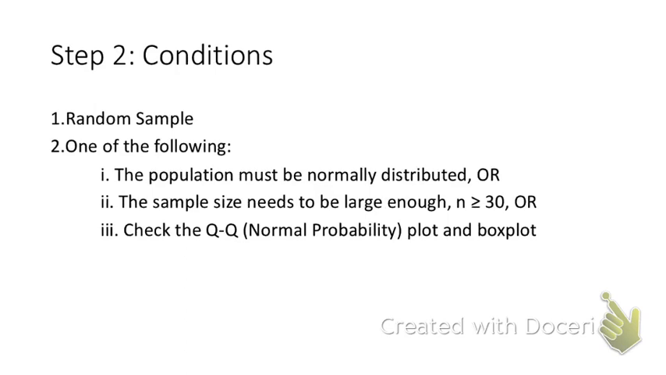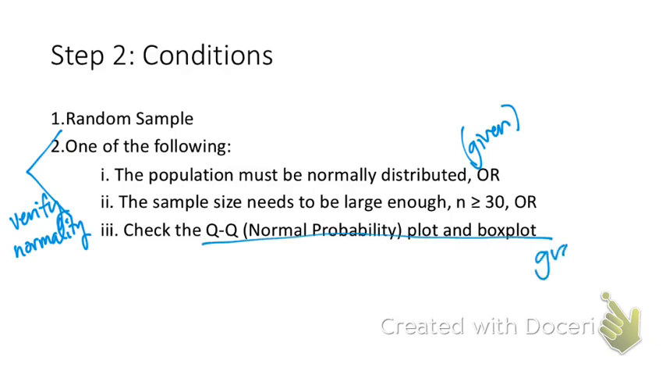So, for conditions, random sample, and then we're checking one of the following. The second condition is basically verifying that it's normal. Verify normality. And it could be because the population is normal, like it's given. Y'all kind of remember this from last unit a little. Or sample size is greater than 30, or we have to check the graph. And the graphs will be given to you.